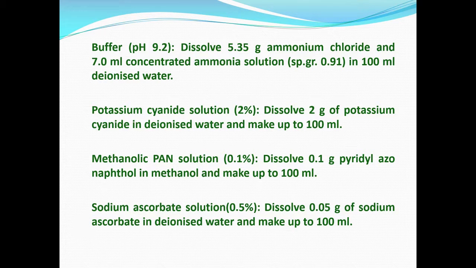So, there is not much choice if we have to deal with complexing agents. Potassium cyanide is one of the excellent complexing agents for us. Then we can go for a methanolic solution of PAN, pyridylazonaphthol. We dissolve 0.1 gram of pyridylazonaphthol in methanol and make it up to 100 ml using methanol only. Sodium ascorbate you can prepare in acidic aqueous medium, that is no problem.